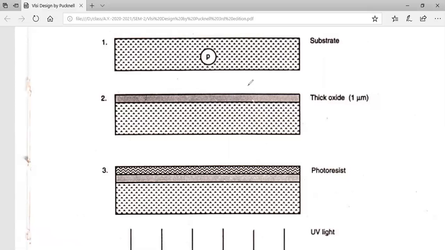Good afternoon, class. Today's class, we are going to discuss the NMOS fabrication process. In the previous class, we have already seen the NMOSFET operation in the enhancement mode and the depletion mode. Whether the transistor is in enhancement mode or depletion mode, the fabrication process is almost the same. There will be very little variation in the structure.